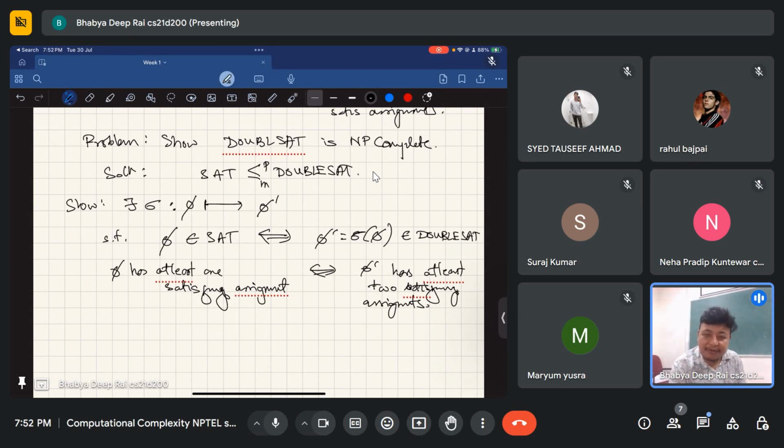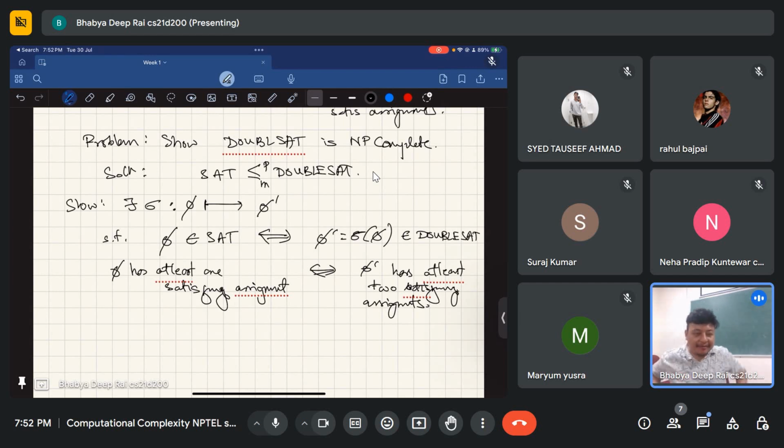I want to reduce the SAT problem to the double SAT problem. I want to come up with such a transformation that takes in a formula, and if it is satisfiable, then the new formula that I create should have at least two satisfying assignments. And if it does not have at least two satisfying assignments, then the formula that I started with should not have any satisfying assignments. Clear? In other words, if I solve double SAT, I'll be able to solve SAT.